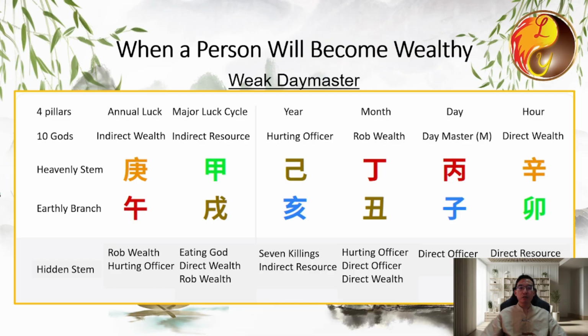Jia wood gives birth to fire, making the day master stronger. Then, picking a specific year, in Geng Wu year, Wu fire supports the fire again, and Geng metal represents indirect wealth. We can conclude that in this year he makes money, because a weak day master must first become strong, supported by resource or companions, before he can create wealth. This is another matter we can determine.